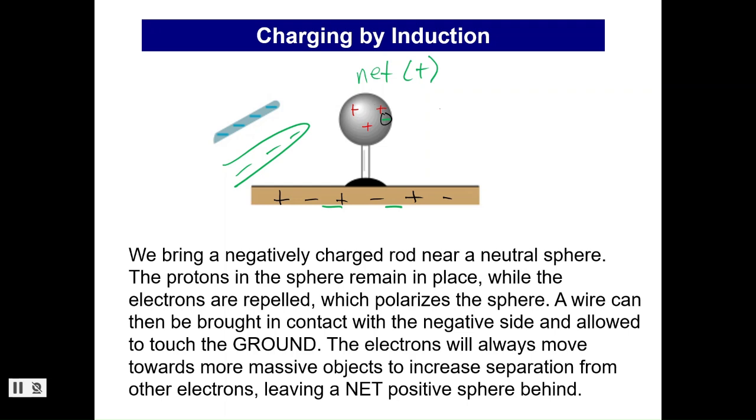And then if I were to remove the conducting rod, that electron would move itself towards the center of all of those protons. And then you can see that the outside of my sphere would now, if I were to look at the sphere from the outside, appear positively charged. So I have a net positively charged sphere.